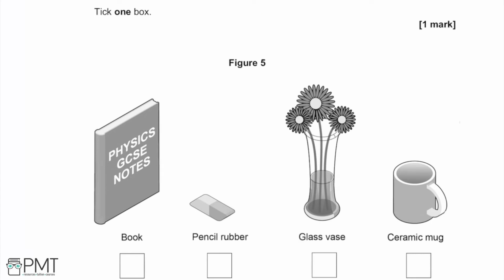So then if we look at the objects that we're given, we've got a book, a pencil rubber, a glass vase, and a ceramic mug. Now, it should be quite easy to see here that for the book, the pencil rubber, and the ceramic mug, light is not going to pass through any of these 3 things. However, the glass vase, it definitely will pass through. It's see-through, it's glass, the light will pass through and get to the other side. So for that reason, the glass vase is the object that is transparent here.